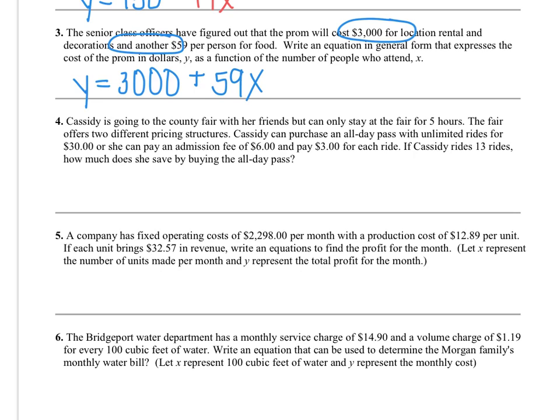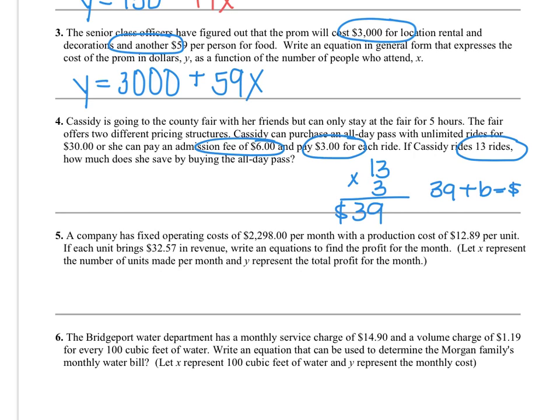Well, we have to figure out how much the other option costs her. For $3 a ride for 13 rides, what will we do with those two numbers to find out how much she paid? Right, we're going to multiply them. 13 rides times $3 each is $39 for rides. But she also had to pay the admission fee of $6. So we need to add 39 plus 6. We get a total of $45 for that option, whereas the other option was only $30.